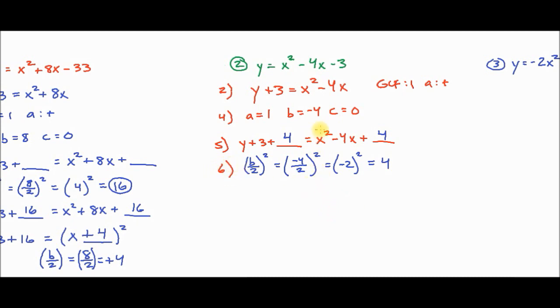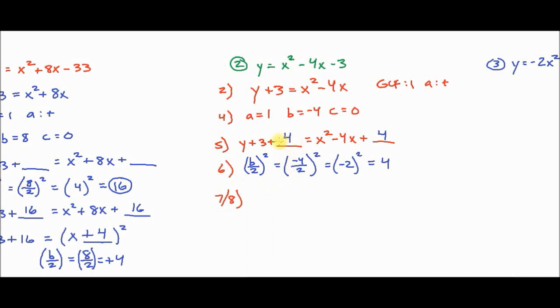Okay, step number 7, factor the right side. Well, this is a perfect square now. We know that because that's what the 4 does. It creates a perfect square. So step number 7, we're going to rewrite our equation. In fact, class, I can go ahead and do step number 8 at the same time. Let's do that. So this is going to be step number 7 and step number 8.